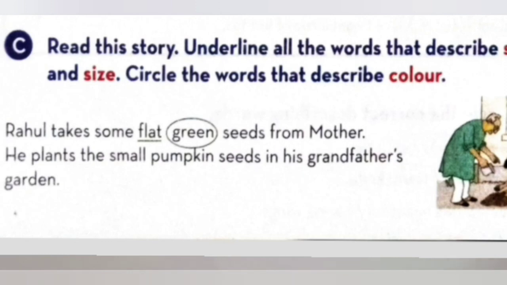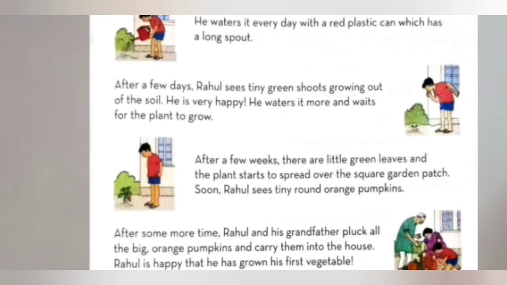That's the small pumpkin seeds. Small is the size, so you have to underline. Pumpkin seeds in his grandfather's garden. He waters it every day with a red plastic can which has a long spout.